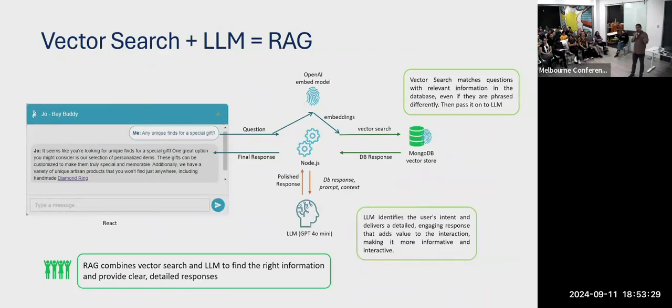it seems like you're looking for unique finds for a special gift. One great option you might consider is our handmade diamond ring. So now it's very engaging, and it also suggests a product, and the user can click on it and view the product. So here RAG combines vector search and LLM to find the right information and provide a clear and detailed response.